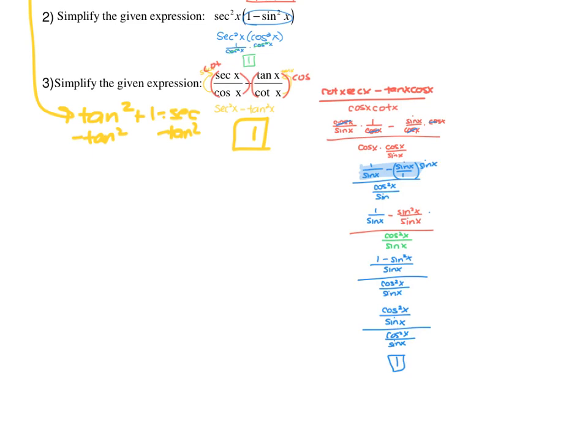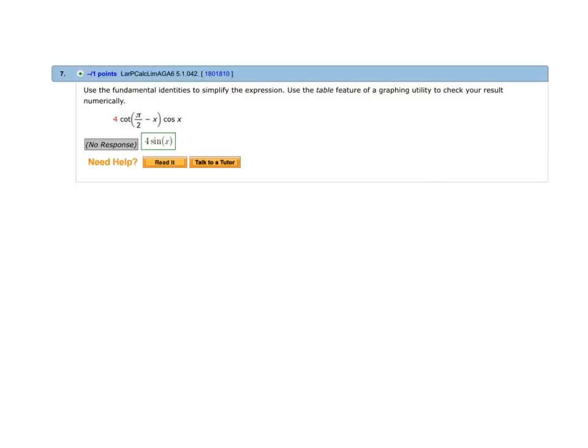All right, questions on the warm-up. Number 7 on the homework. Some of them were a little bit different, like the number in the front was different, but it said use the fundamental identities to simplify the expression. Use the table feature of a graphing utility to check your result algebraically.